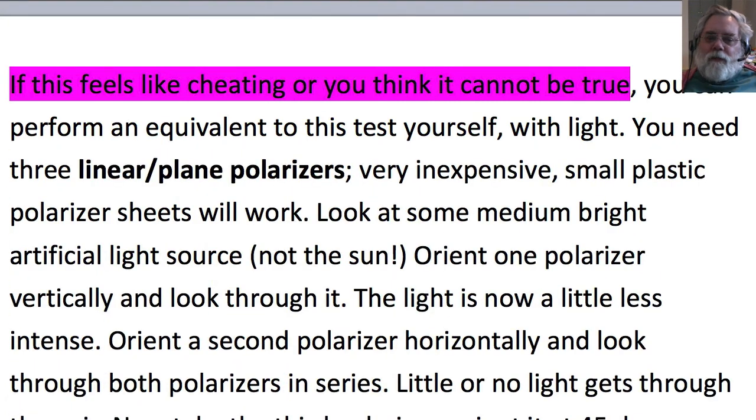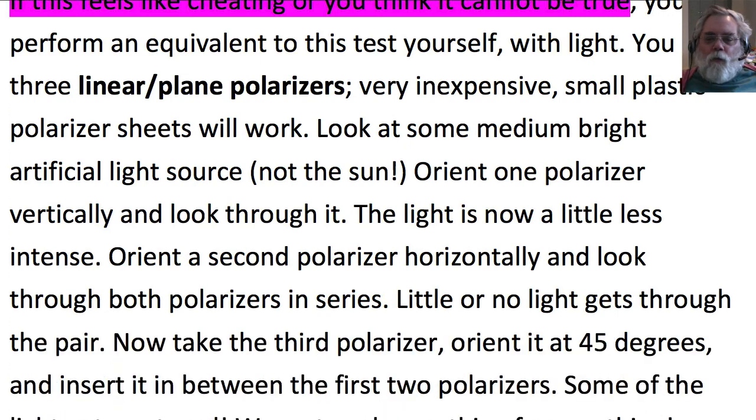Now, if this feels like cheating, or you think it cannot be true, this is actually an experiment that you can perform yourself, the equivalent with light, and it's very inexpensive. You need 3 linear plane polarizers. These can be very inexpensive, small plastic polarizer sheets. Look at some medium bright artificial light source, but not the sun. Orient one polarizer vertically and look through it. The light is now a little less intense.